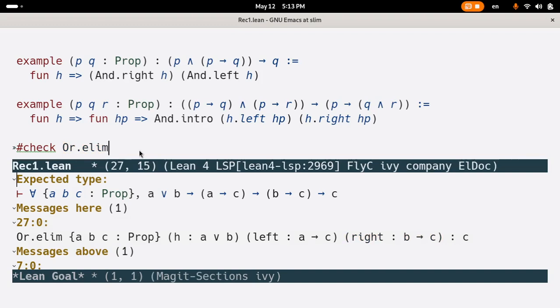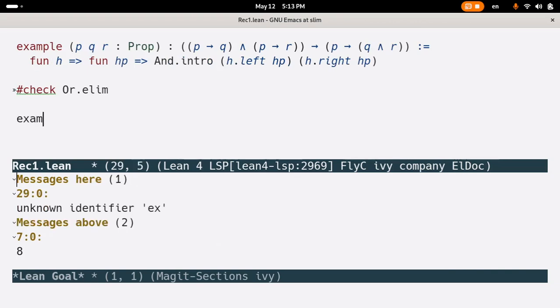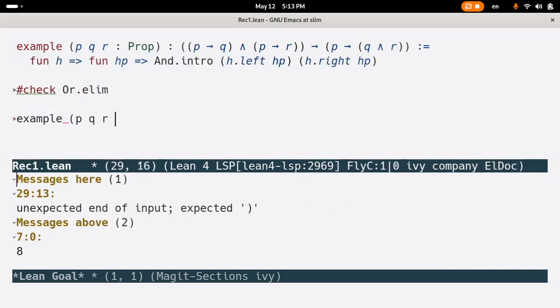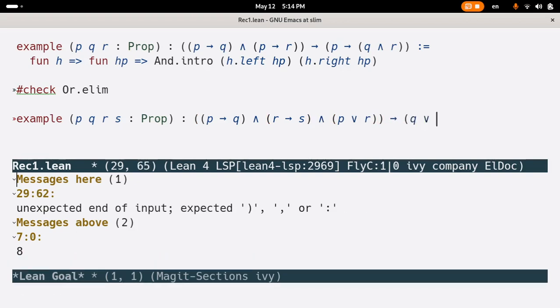So we will make use of or.elim to prove an example. Let P, Q, R, S be propositions. We want to say if P implies Q and R implies S and P or R, then we get Q or S.